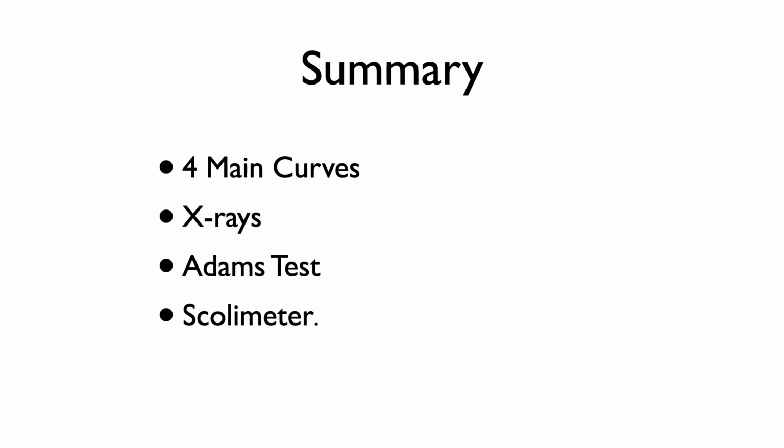Okay, so what we did here is we covered the 4 main types of curves, the 2 types of C curves, the 2 types of S curves. We looked at some x-rays, we looked at how to perform the Adams test, and we looked at the Scolimeter. Okay, so there we have it.